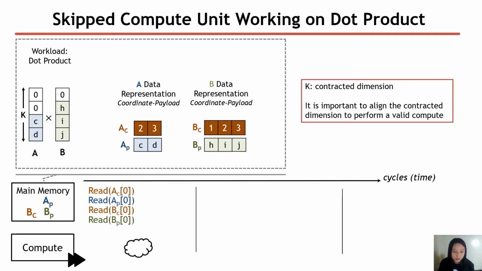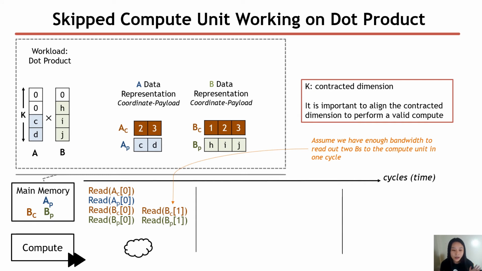So in the first cycle, we are reading out the first element of A and B, with non-matching A and B coordinates. We have the coordinate for A being 2 and the coordinate for B being 1. One assumption we also want to make is that we have big enough bandwidth to also read out the second B as well. So then in the queue that we showed for the compute unit, there are actually two sets of B operand data and one set of A operand data.